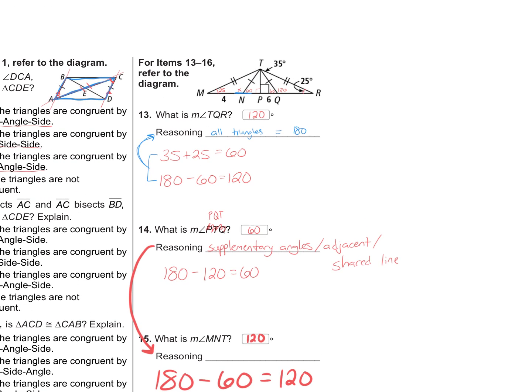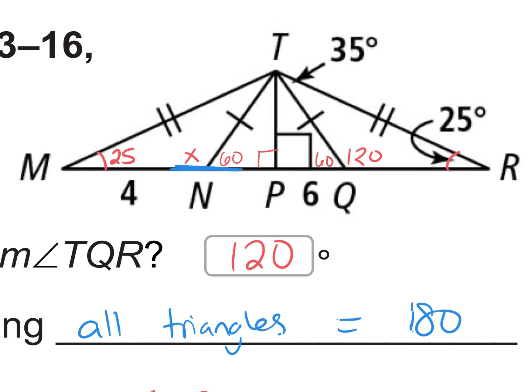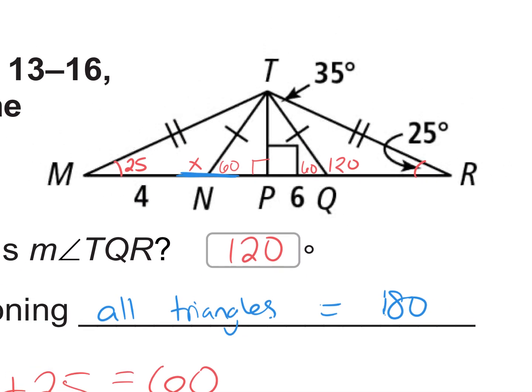Number 16. Okay, so what we just found out was that x is 120. We want to find MR. Is that a side or is that an angle? Side. MR is a side right here. Do we have everything in order to figure that out? We don't yet, but can we figure it out? Yes. Why?